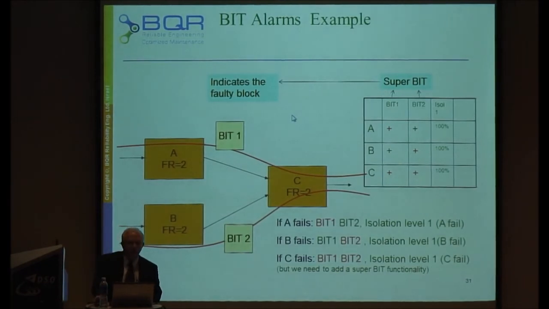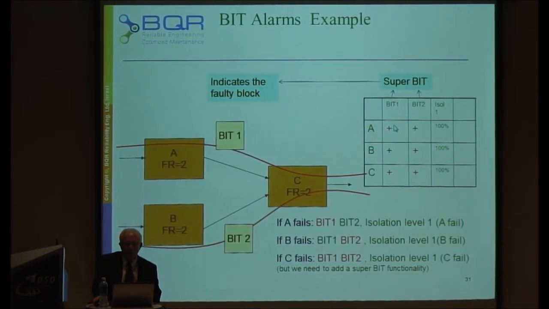So here we have a good example. We have 3 assemblies, A, B, and C. Bit 1 tests A and C. Bit 2 tests B and C. You can see here, bit 1 detects A and C. And bit 2 detects C and B.